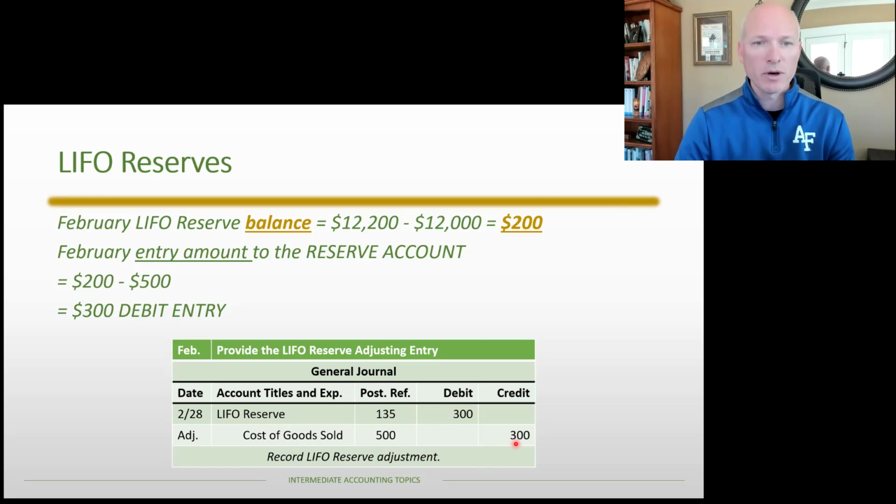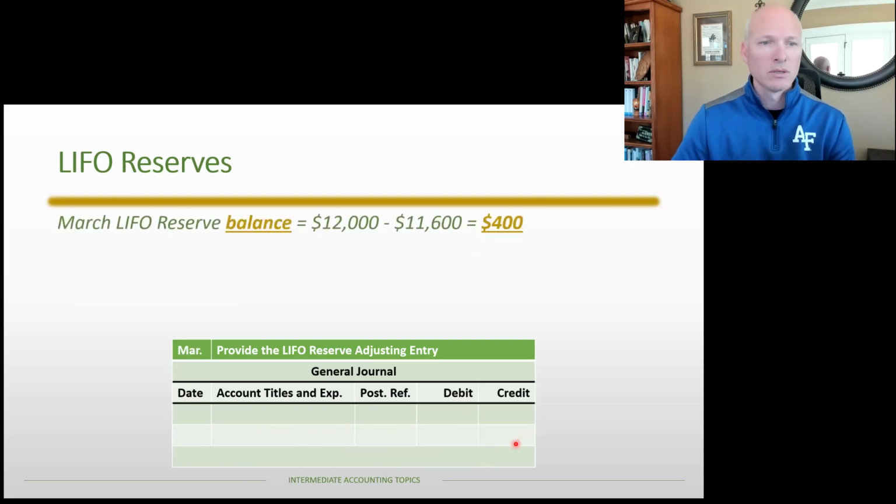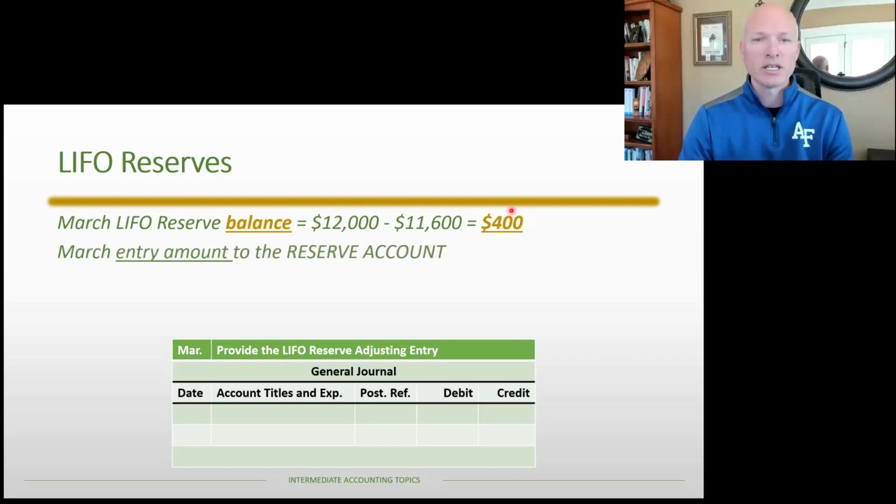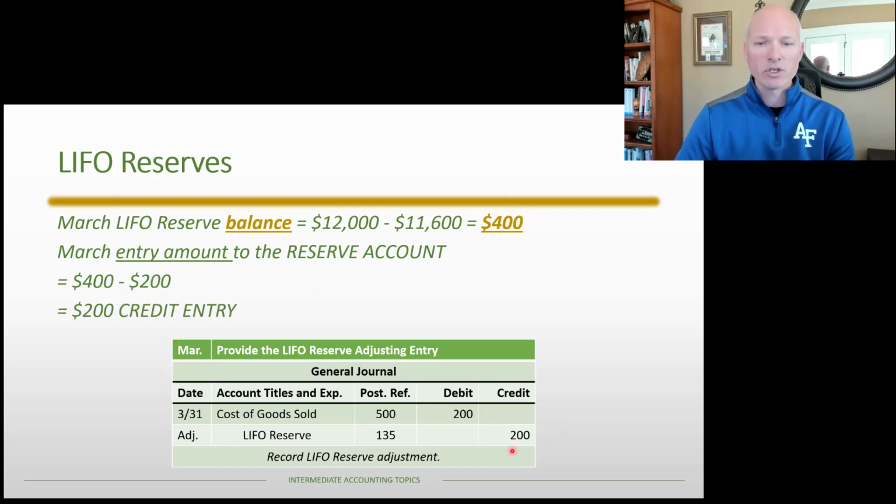And then finally, for the month of March, we again calculate that balance. Again, the FIFO inventory balance is 12,000. What would have been the LIFO inventory balance is 11,600, which means the balance in our LIFO reserve account should be $400. Of course, that's the balance, that's not the entry. To get the entry, I have to compare it to the prior balance that we just calculated of $200, which means I need to credit my LIFO reserve $200. So my credit to my LIFO reserve 200, offset by a debit to cost of goods sold, also $200.